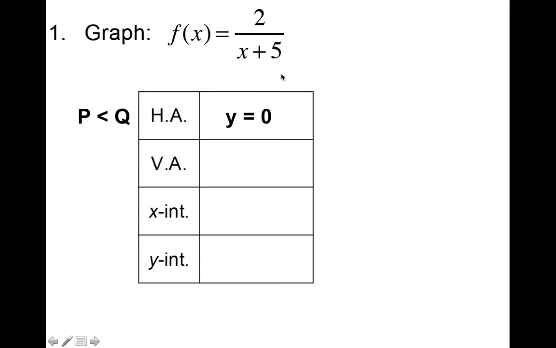For your vertical asymptote, you set the denominator equal to 0. So x plus 5 equals 0. That's going to give you x equals negative 5. That is the equation of your vertical asymptote. The x-intercept is when you set the top of the fraction equal to 0, so that gives me 2 equals 0. Notice that makes no sense, so this does not have any x-intercepts.